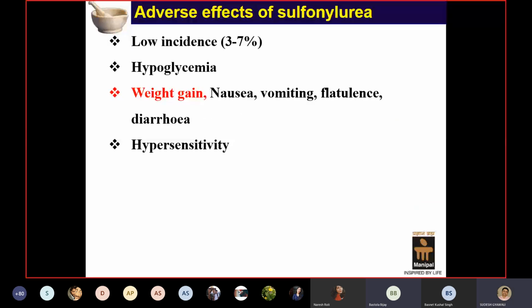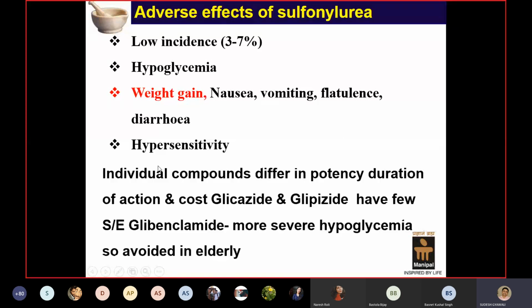Okay, so you have to ask your patient to take chocolate, but how will the patient know that they are having hypoglycemia? There will be excessive sweating and fainting, nausea. Palpitation, tremor, so the heart rate will increase. Those are the symptoms. So you have to make the patient aware about hypoglycemia. Apart from that, there could be hypersensitivity, allergic reactions.